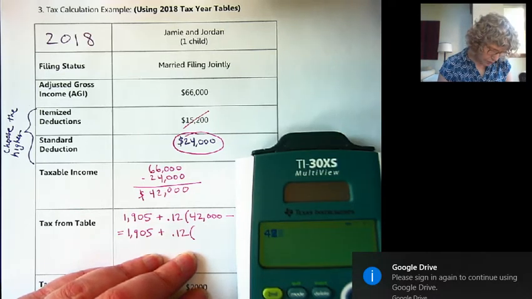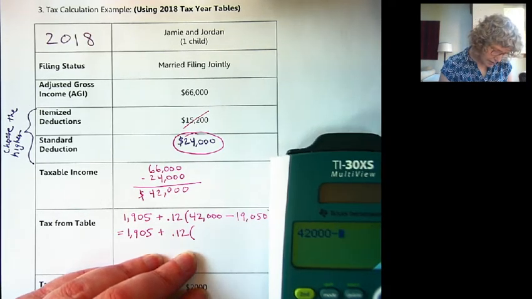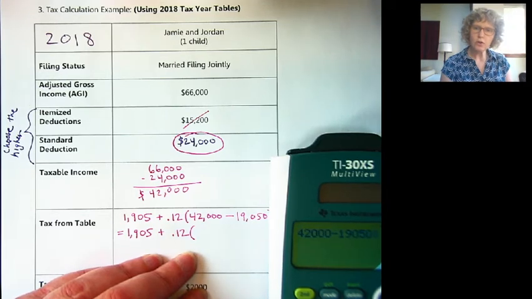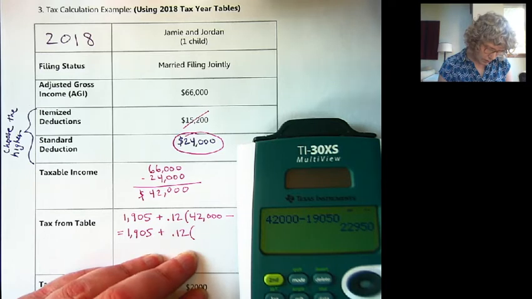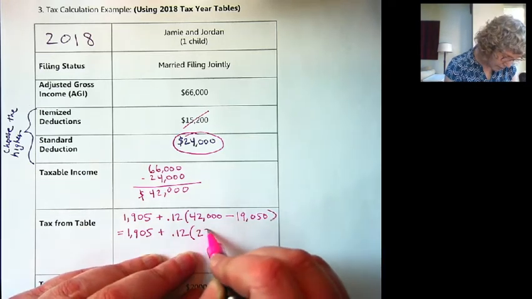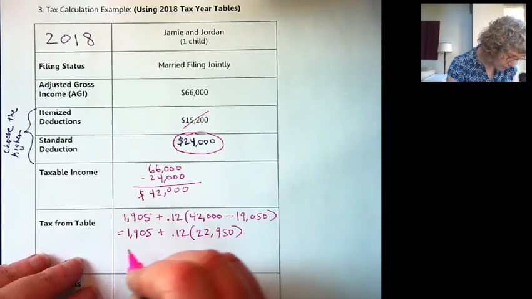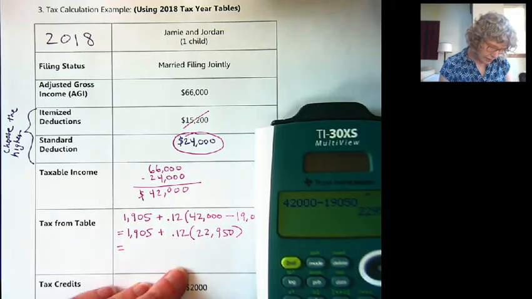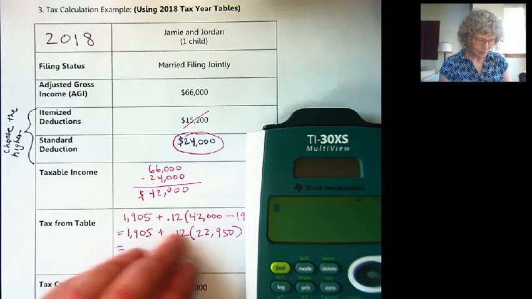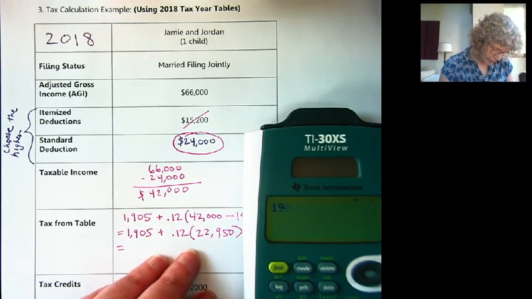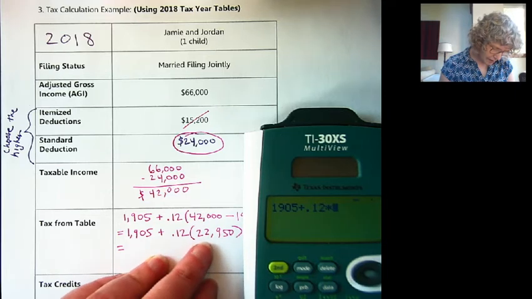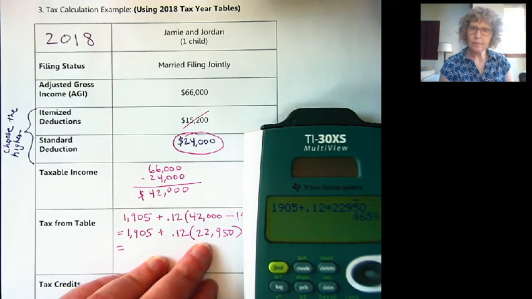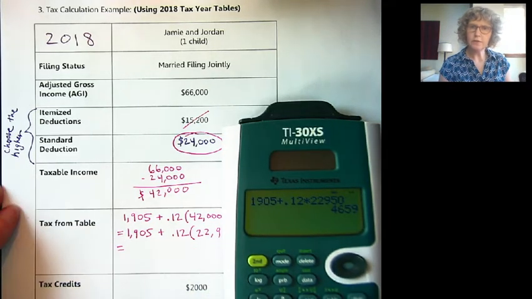Okay, so 42,000 minus 19,050 is 22,950. And then I think I'll just punch it all in right there. You could do the 12% of that, but you might have to round it. So I'd rather keep it exact. $1,905 plus 12% of $22,950. And that comes out to $4,659.